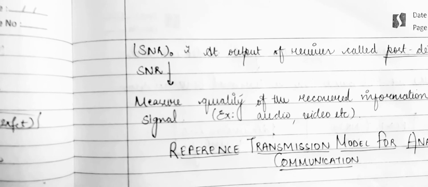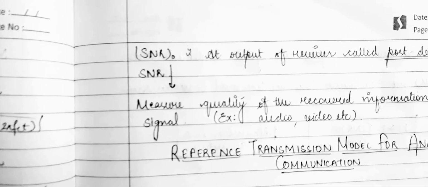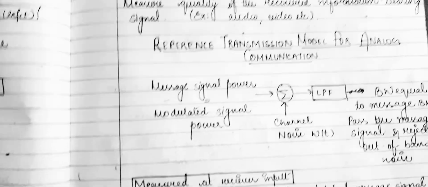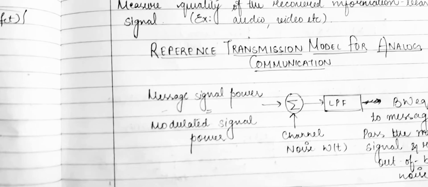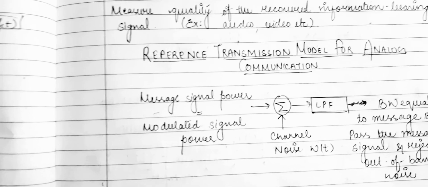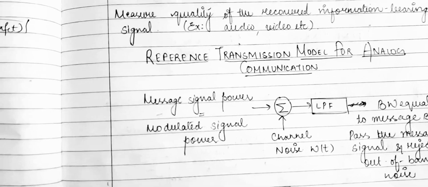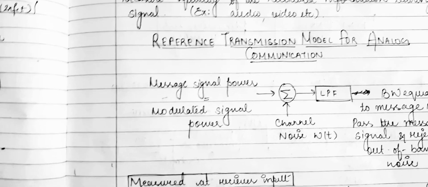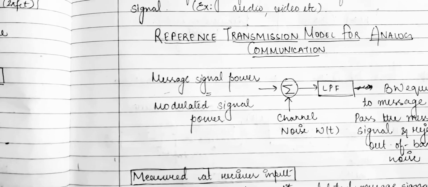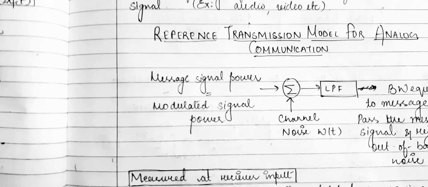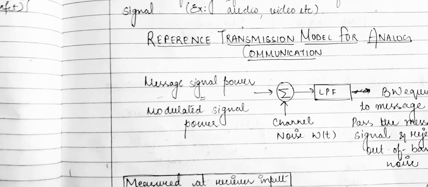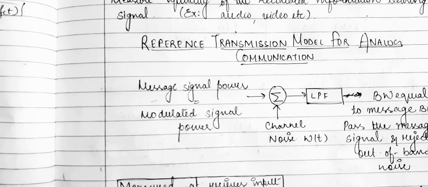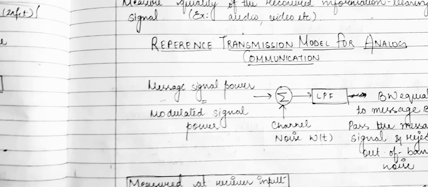Now, after discussing the receiver model at the SNR input and output side, we are ready to compare different analog communication systems. Here we will see the reference transmission model for analog communication. This is a basic model. It consists of a low pass filter having bandwidth equal to the message bandwidth, so that it can pass the message signal and reject out-of-band noise. At the input side, the message power is added to the channel noise, and at the output of the low pass filter, we get a filtered signal corresponding to the information-bearing signals.